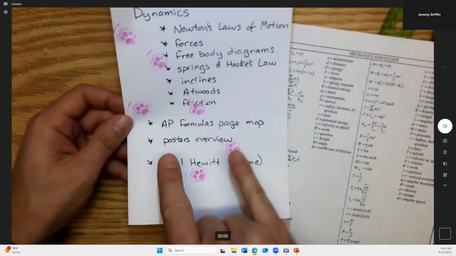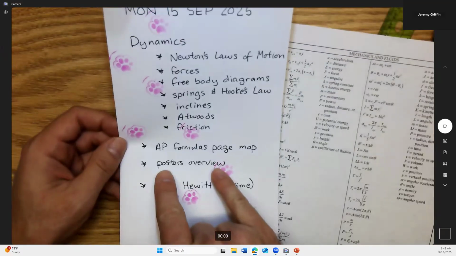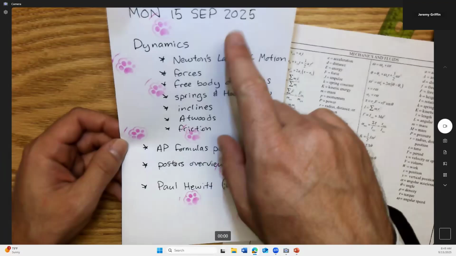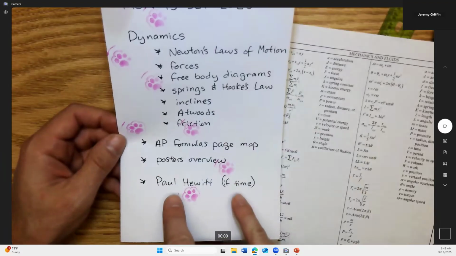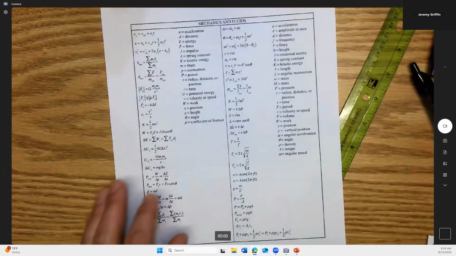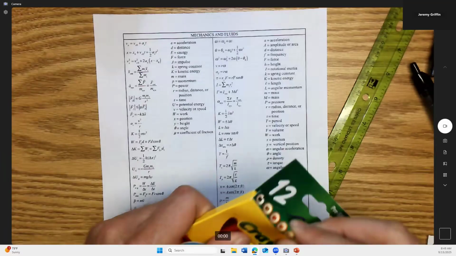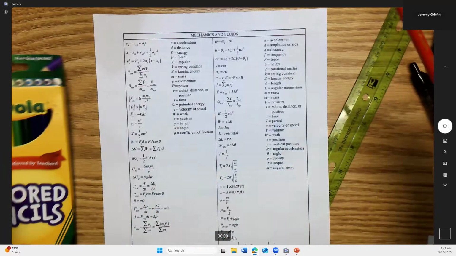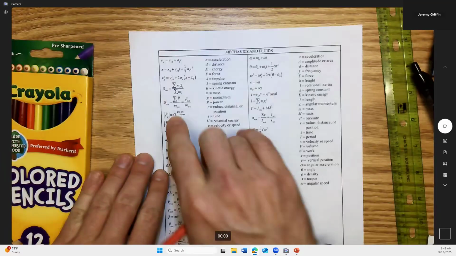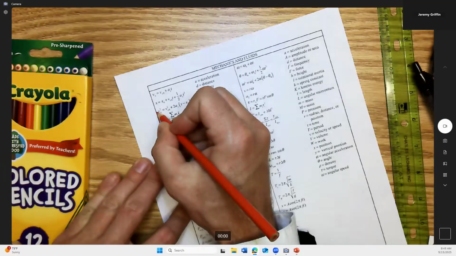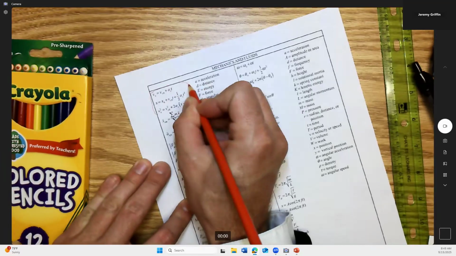I want to go over the posters we're reviewing, basically all these topics and what to look for. I do have some Polygon demos, but we'll see if we have time for that. Let's make a map of what formulas go to what. We've only done 3 formulas so far, and it's these first 3 right here. These are the classic kinematic formulas.